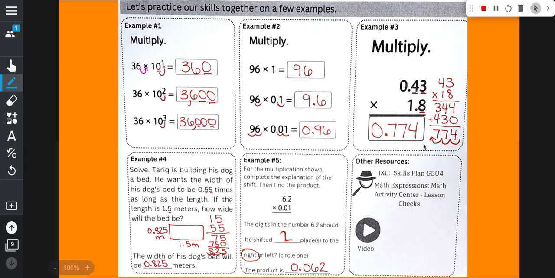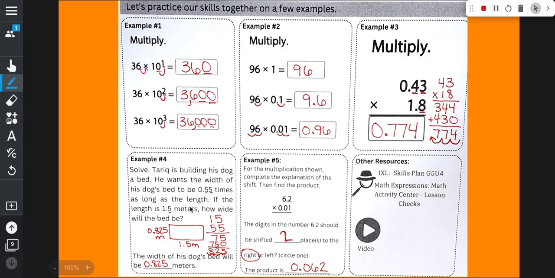If we multiply out our numbers, we're going to first forget about the decimals. So we'll do 43 times 18. We get 774. We then count how many digits are after the decimal. We have a 4, a 3, and an 8, so that is 3 digits. So we start at the end and we move our decimal in 3 spots. So we end up with an answer of 0.774.